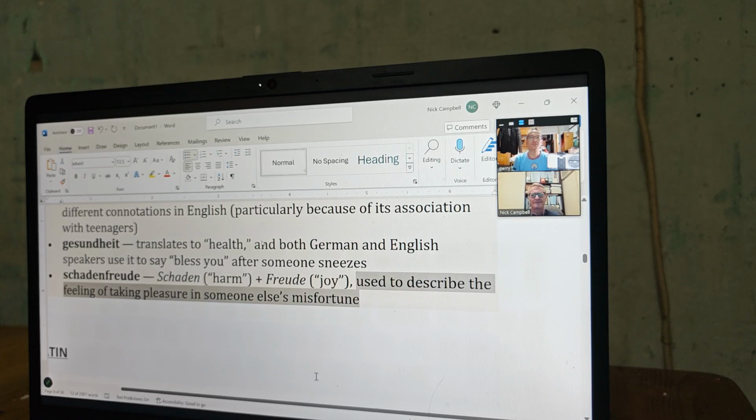So, for example, if somebody falls over and hits their head and hurts themselves, and you laugh, ha ha ha ha, then this feeling of enjoying somebody else having bad fortune is called Schadenfreude. And in English, we just don't have a word to describe that feeling. So we use the German word.